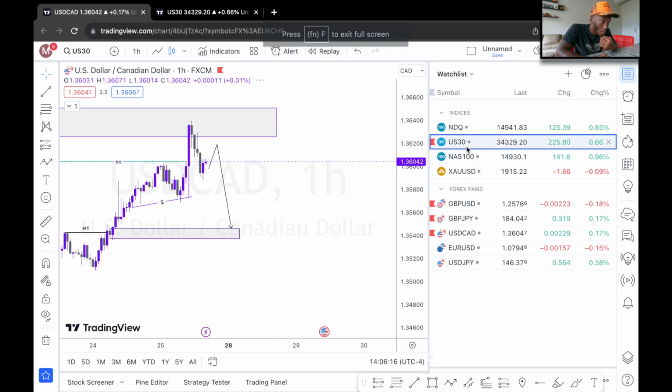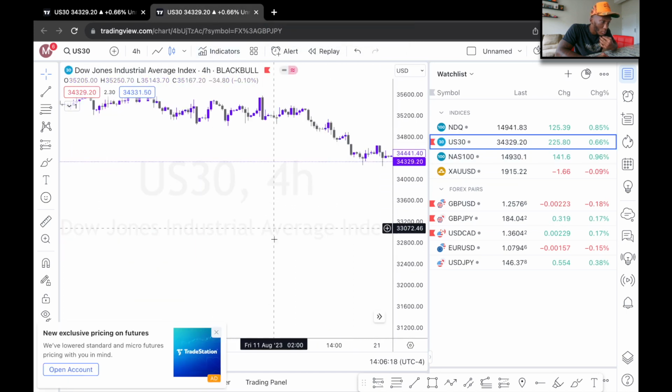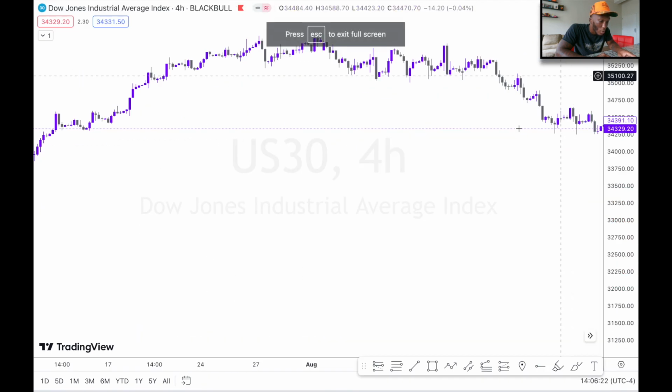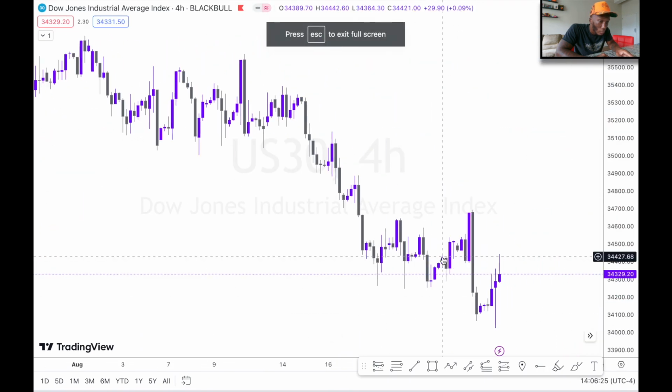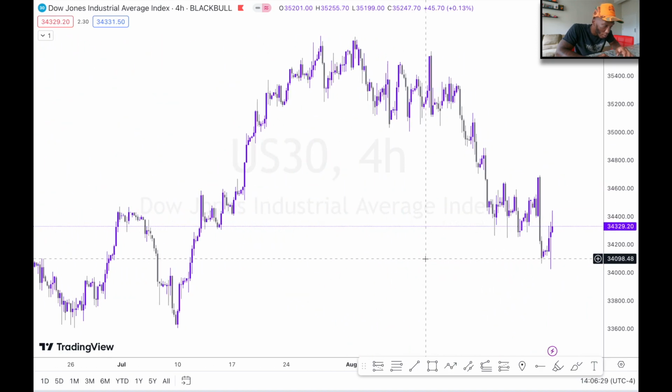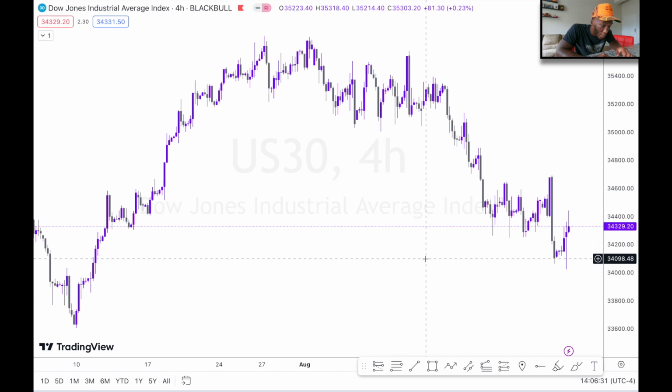So now we're gonna do US30. Let's do the dirty 30. So now we're gonna go to US30. As you can see, US30 is bearish. If you've been trading, you know US30 is bearish as hell.